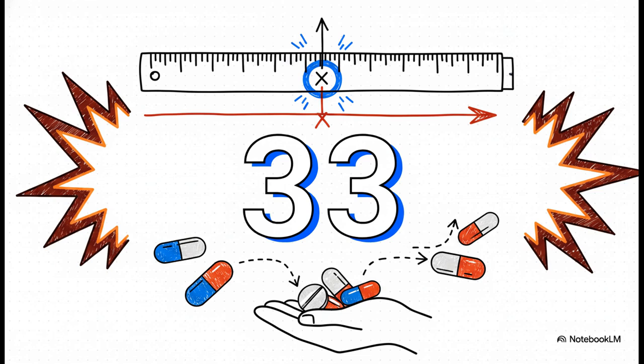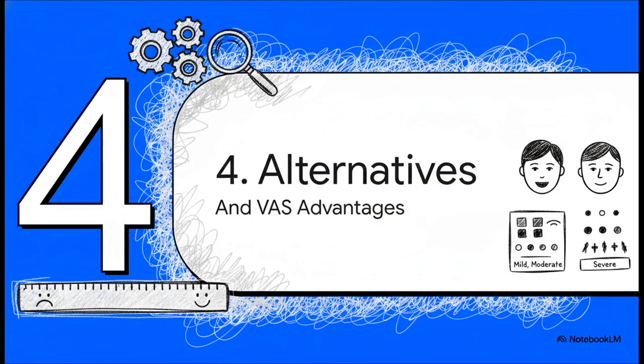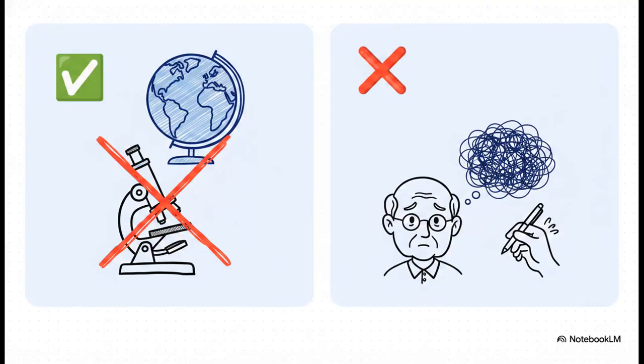Having this precise threshold takes all the guesswork out of when you need to medicate. Let's shift gears and look at section 4, VAS advantages and alternative types. The advantages of the VAS are incredibly clear.